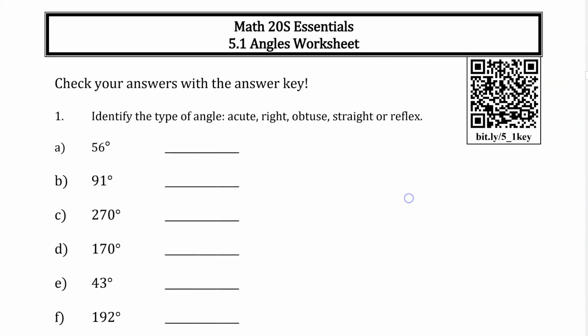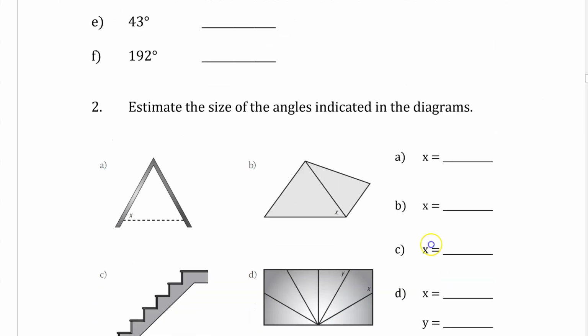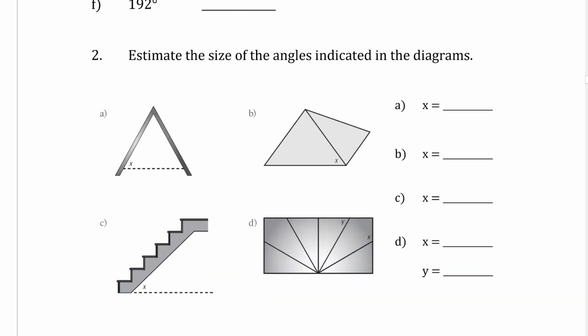So now I would like you to try out the worksheet. So you could do all of number 1. Estimate the size of the angles indicated in the diagrams. So you're going to think about our common reference and remember the different references we had. I think we had 90 degrees, 45 degrees, 30 and 60 degrees. So if you can estimate those, that would work.